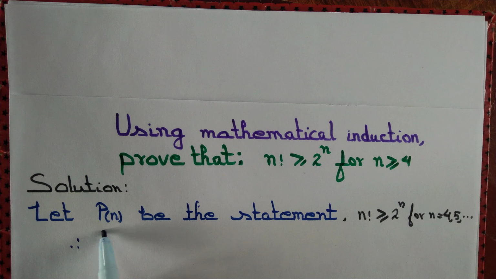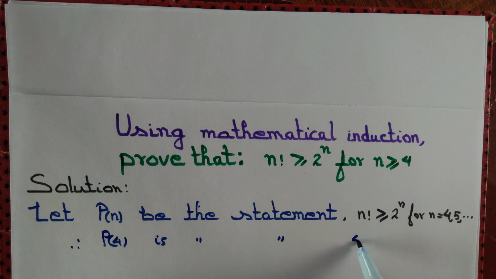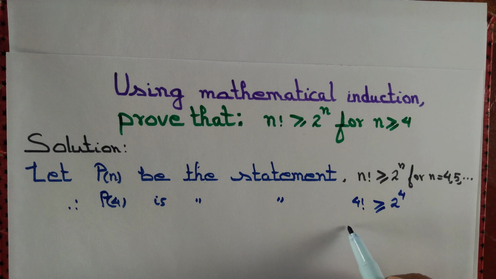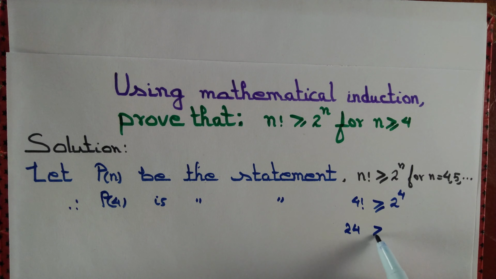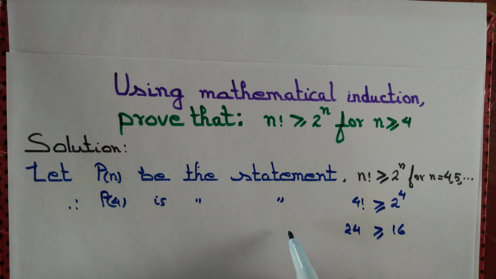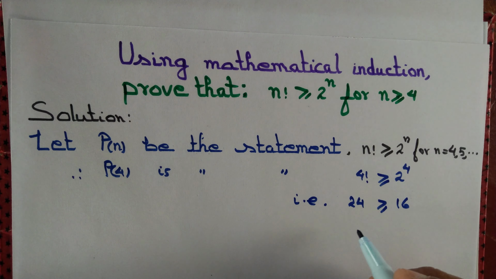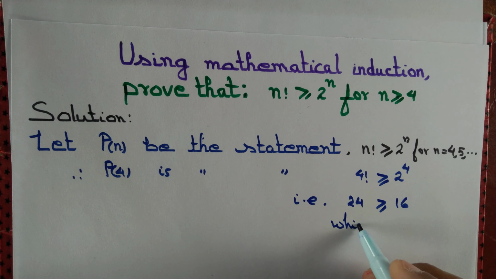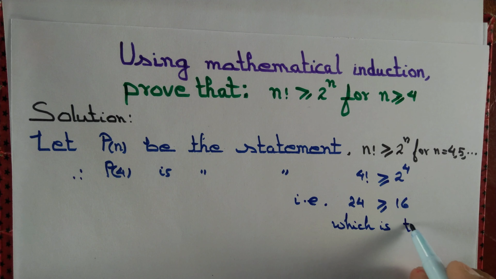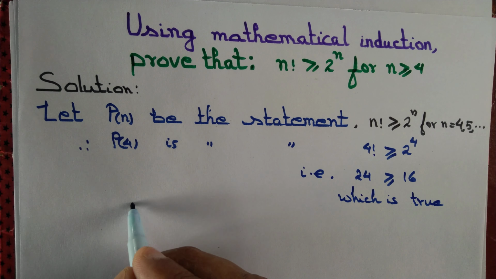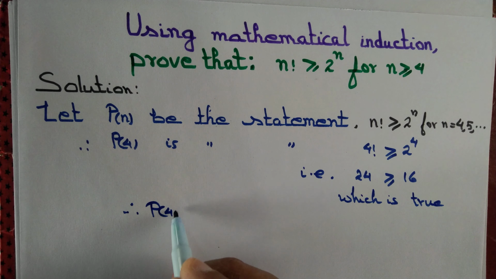Therefore P(4) is the statement factorial 4 is greater than or equal to 2 to the power 4. Is that true? Factorial 4 is 24. 2 to the power 4 is 16. That is, 24 is greater than or equal to 16, which is true. So we got the starting point to be true. Therefore, P(4) is true.